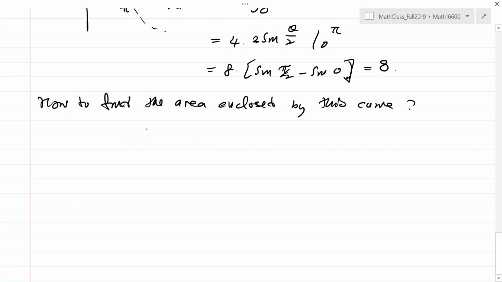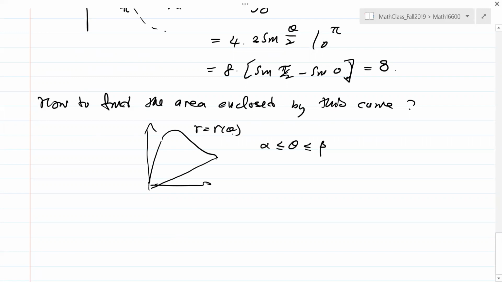So to solve, maybe we can look at the general case, just a piece of curve like that, where theta is between alpha and beta, and this is r equals r of theta. So how do we find that area? We have to set up some formulas for that region. If you know this formula, then of course you can apply it to the problem here.